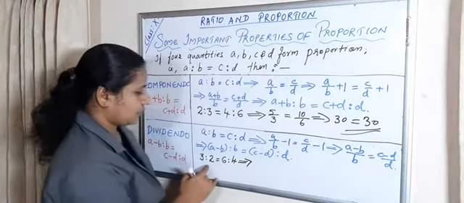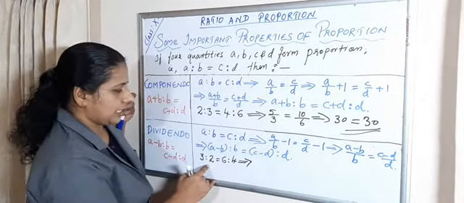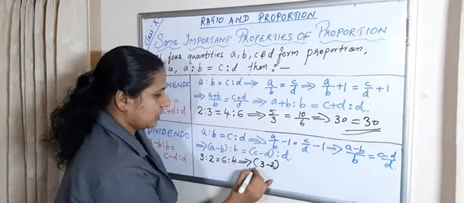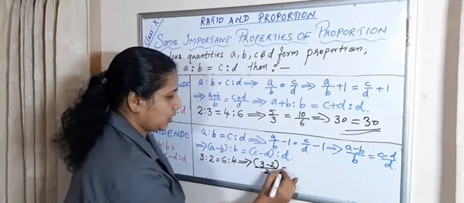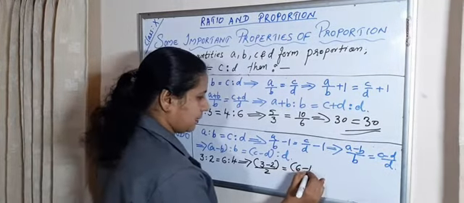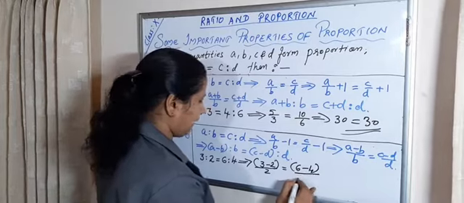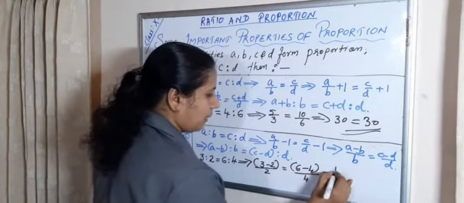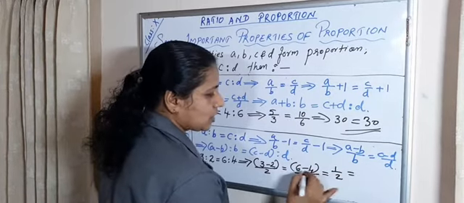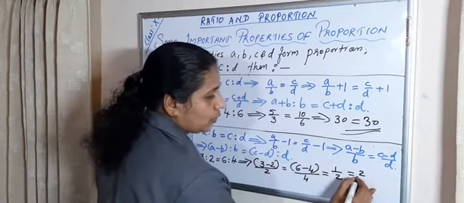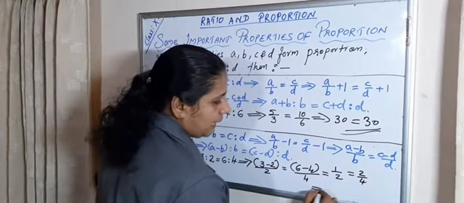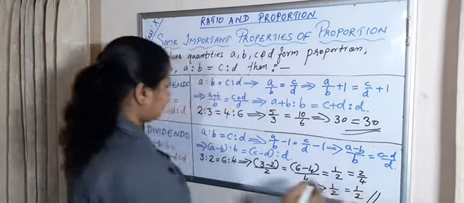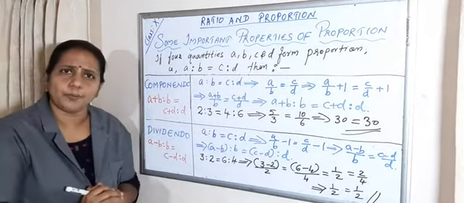Implies (A minus B) divided by B, that is (3 minus 2) divided by 2, equal to (C minus D), (6 minus 4), divided by 4. What is 3 minus 2? 1 by 2 is equal to 6 minus 4, which is 2 by 4, implies 1 by 2 is equal to 1 by 2. This is the dividend property.